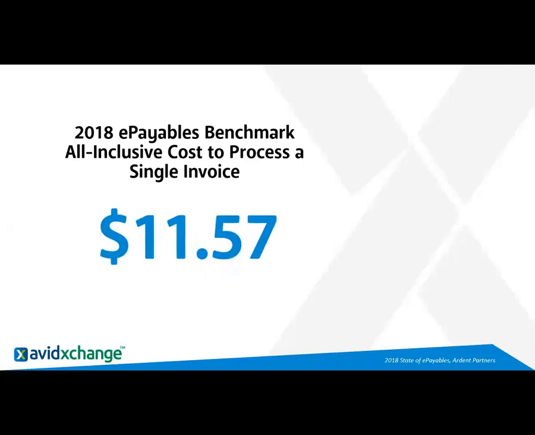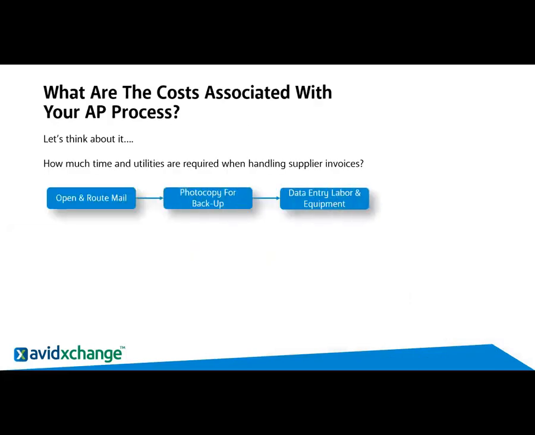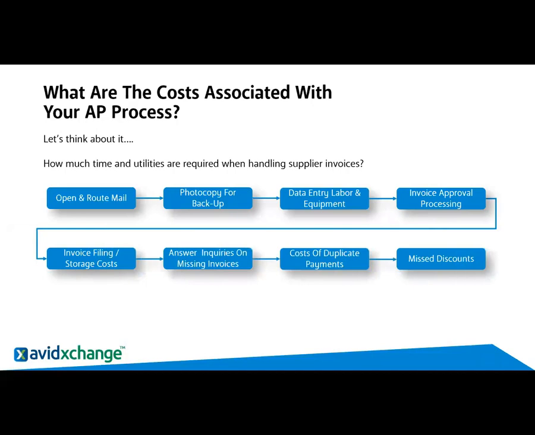Also, I don't know if you knew this, but according to our partners, a non-exclusive cost to process a single invoice is right at a little under $12. If you think about all the costs associated with processing an AP invoice, let's take a look at what some of those costs actually are. So if you look at how much time is spent on opening and routing the mail, possibly making copies of those invoices, actually entering them into the system.